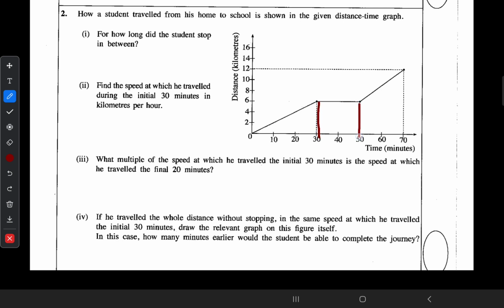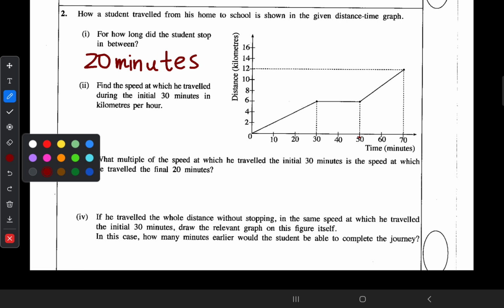In this region, that student stopped. The time is in minutes. Started from 30 up to 50 minutes, she took some rest, so the time would be 20 minutes. 50 minus 30, that would be 20 minutes. That's the way you should answer your first one.